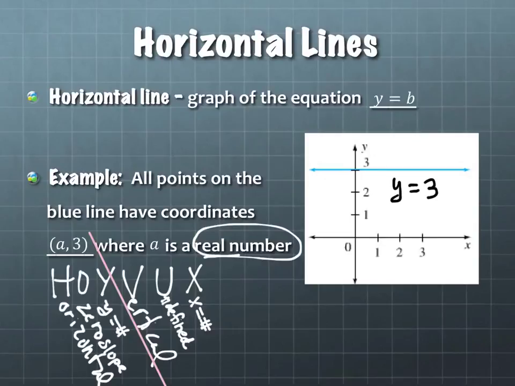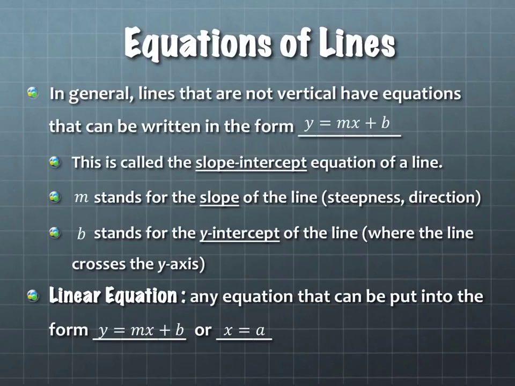Okay. So we're going to talk about equations in general. In general, lines that are not vertical have equations that can be written in the form y = mx + b. This is called the slope-intercept equation of a line. And the reason is because you can see the slope right here, it's m, and the y-intercept right here, which is the y value of b.